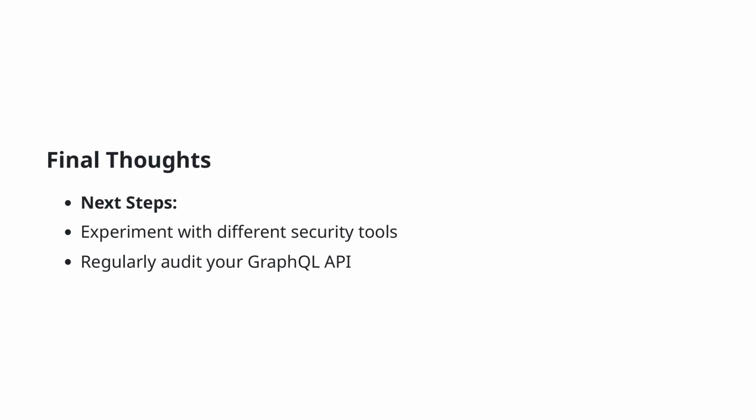Now that we've covered the key takeaways and best practices for enhancing the security of your GraphQL API, let's focus on some final thoughts and next steps. Start by experimenting with different security tools to find what works best for your specific environment. There are many tools available that can help you identify vulnerabilities and enhance your security measures. Moreover, it's crucial to regularly audit your GraphQL API. Periodic audits will help ensure that your security practices are up to date and effective against new threats. These steps will help you stay proactive and maintain a robust security posture for your GraphQL APIs.